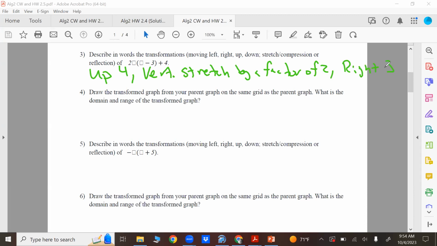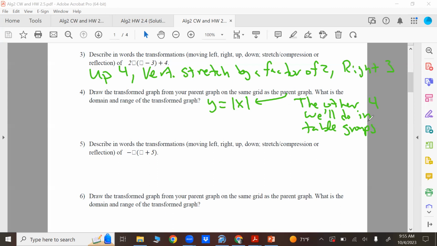Now I asked you to draw the transformed graph from your parent graph. What's the domain and range? Let's do it for y equals absolute value of x. I'm not going to do it for all 5. I'll have you do the other ones in groups. I'm actually going to give each of you different ones to do. But I'll do it for y equals absolute value of x. So the other 4 we'll do in table groups.